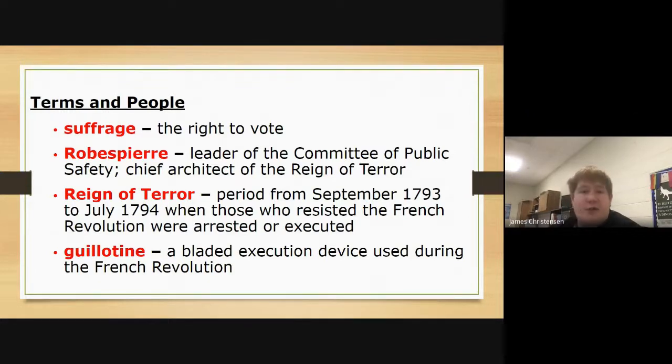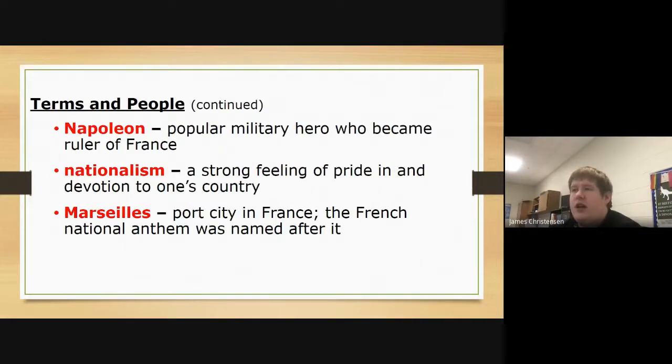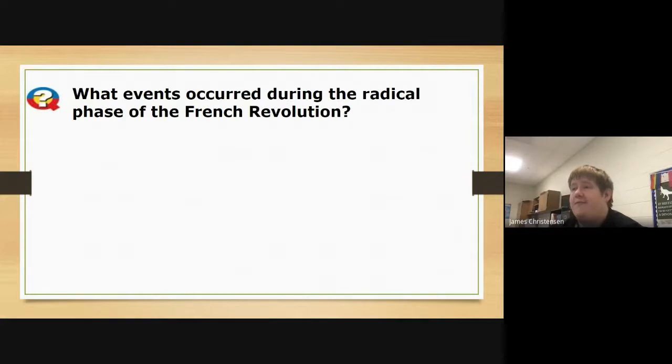Suffrage is the right to vote. Maximilien Robespierre, he was the chief architect of the Reign of Terror. The Reign of Terror itself lasted just under a year, from September of 1793 to July of 1794. We also have the guillotine, a bladed execution device used during the Revolution. We are going to introduce Napoleon today, and we're going to talk about the idea of nationalism and the city of Marseille, a port city in France.